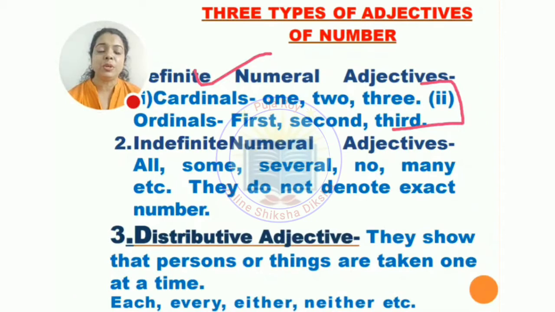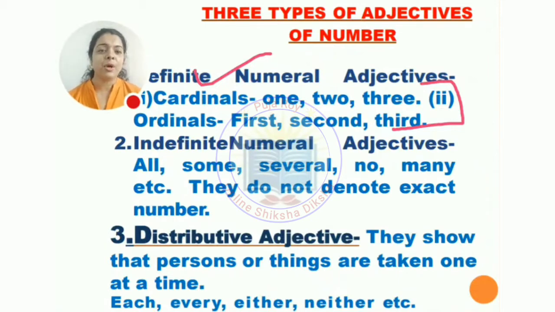Coming to the third one, we have distributive adjective. What is distributed? Something which is distributed. What does it show? It shows that the person or thing are taken one at a time. Every child is happy. Means we are talking about one child at a time. Every child is happy. Every student has got a chocolate. Means each one has got a chocolate.